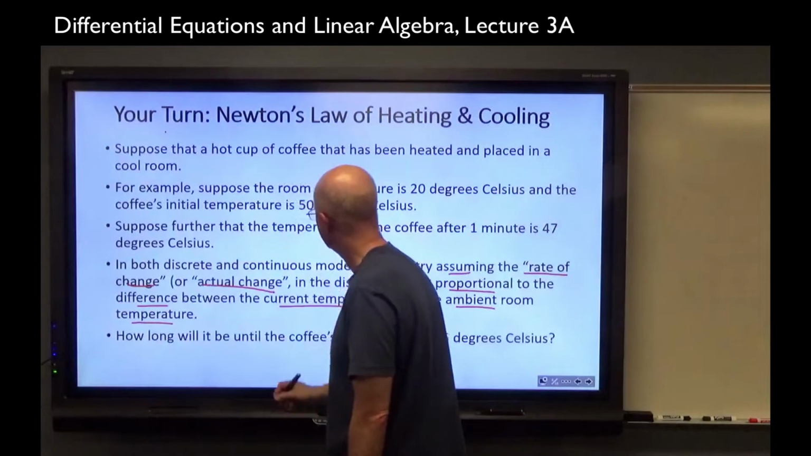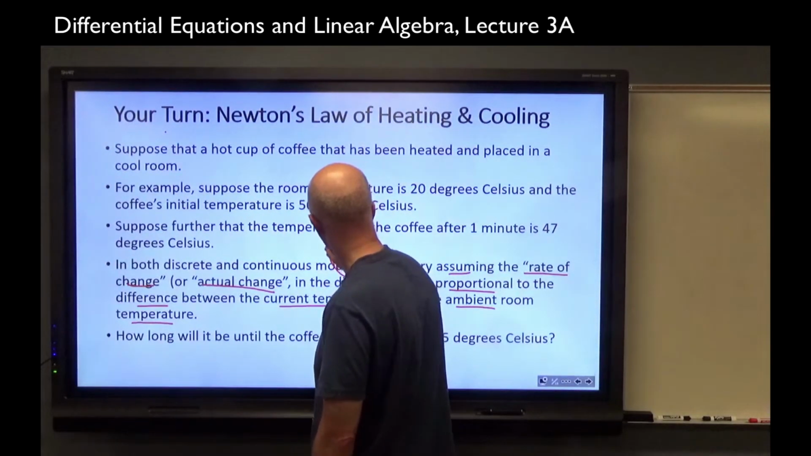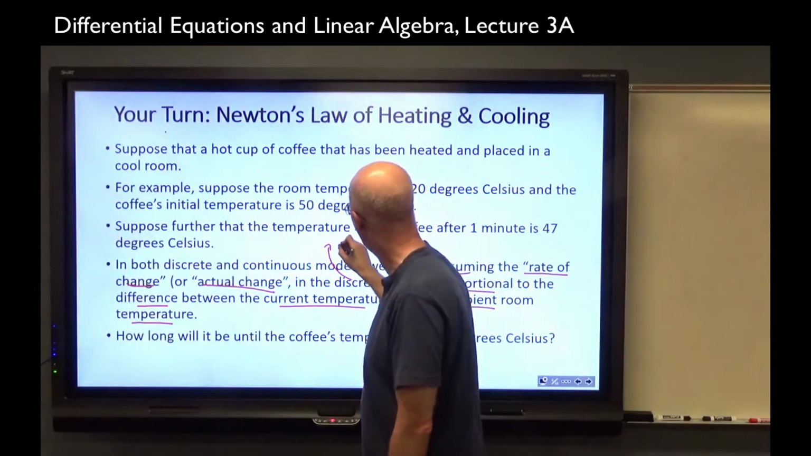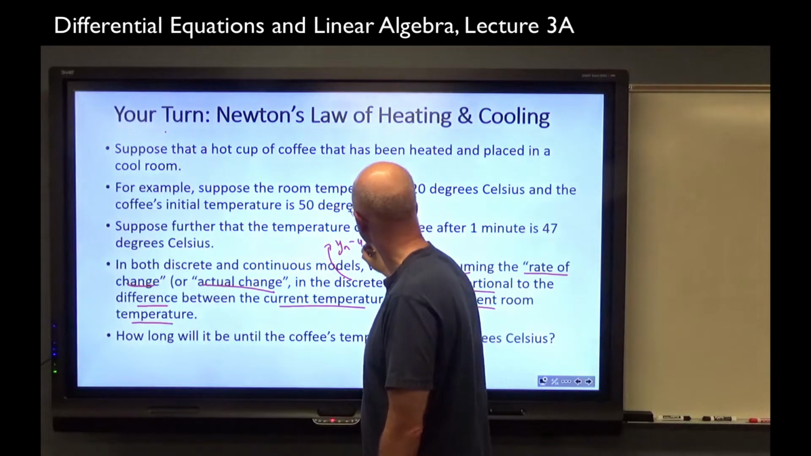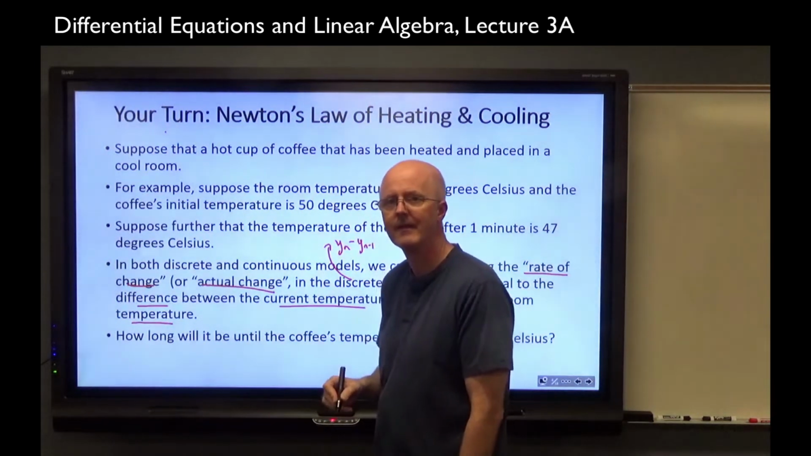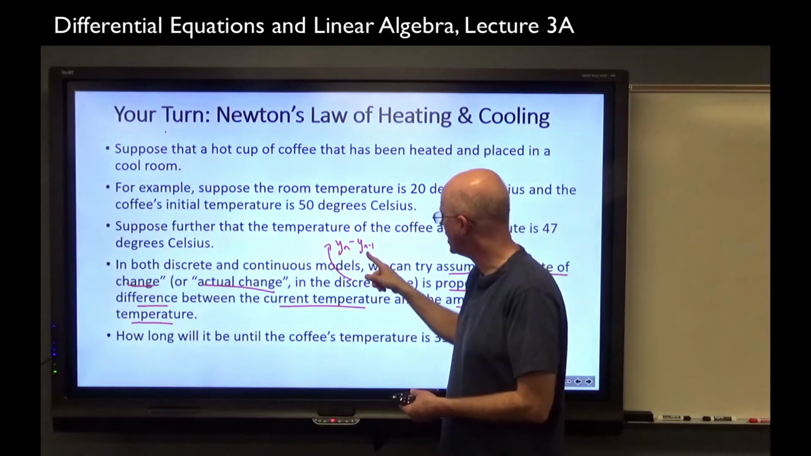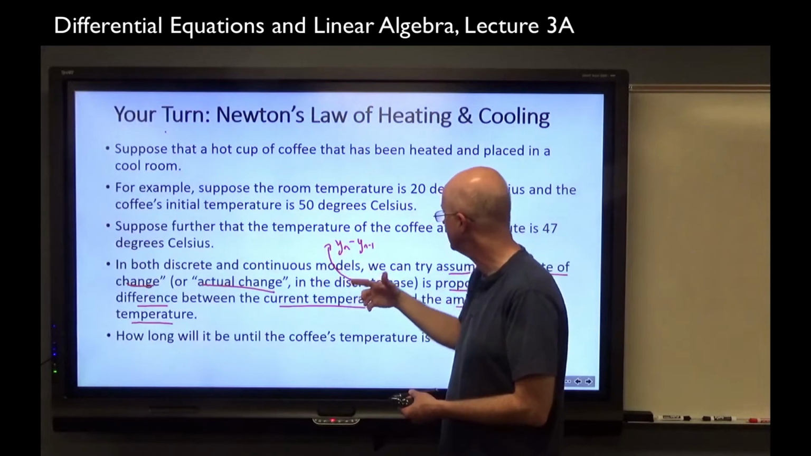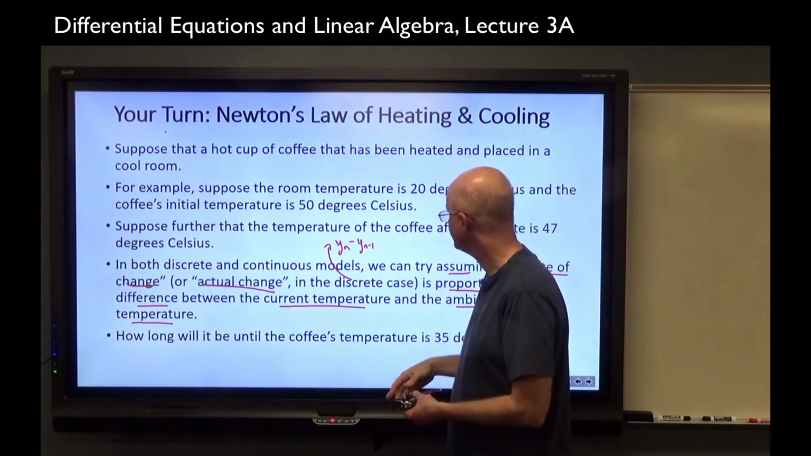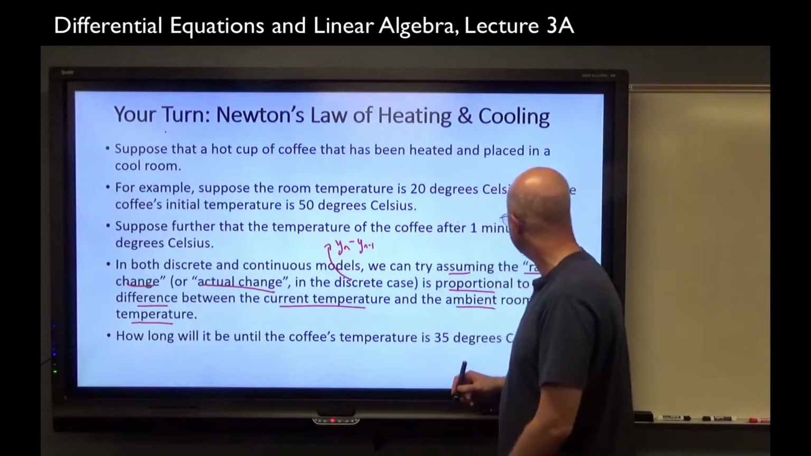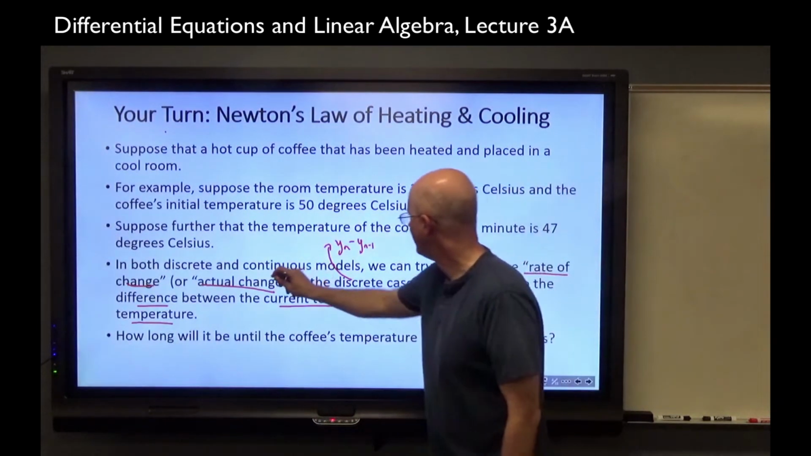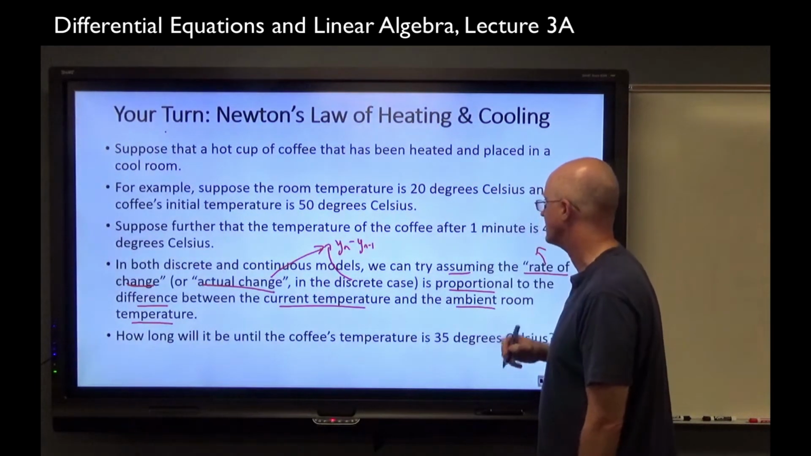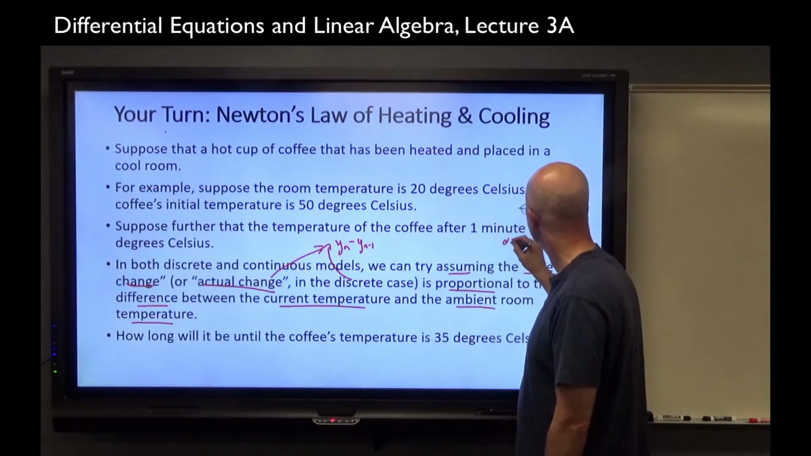Okay, so some hints here now. In the discrete case, we want a difference equation. And I'm really going to write a difference here at the start: y sub n minus y sub n minus 1. That's the difference between, let's pretend that's the current temperature, y sub n minus 1, and the temperature 1 minute later, y sub n, where n can start with 1, 2, 3, etc. That, by the way, is an actual change. In the continuous case, we're talking about a rate of change, a derivative, a dy dt.